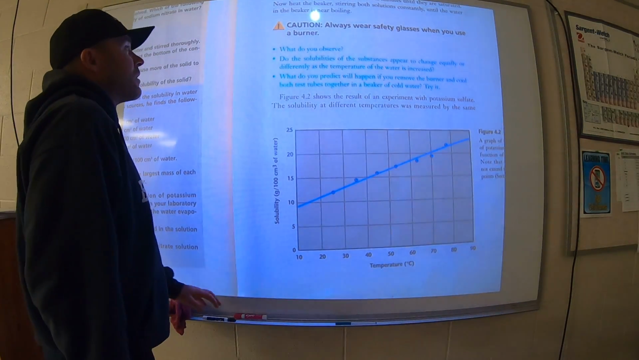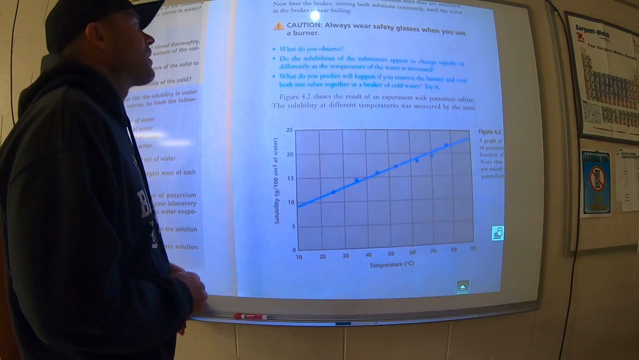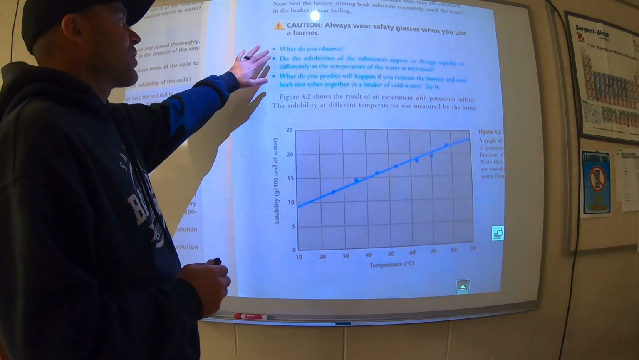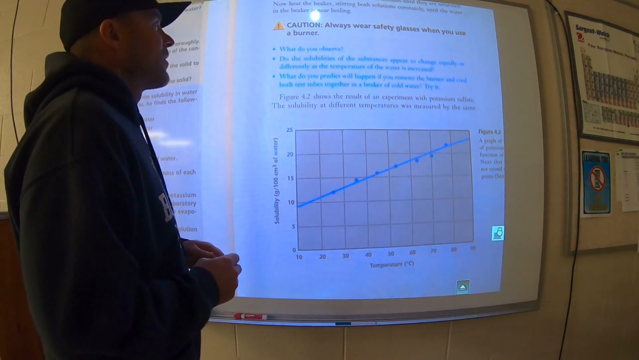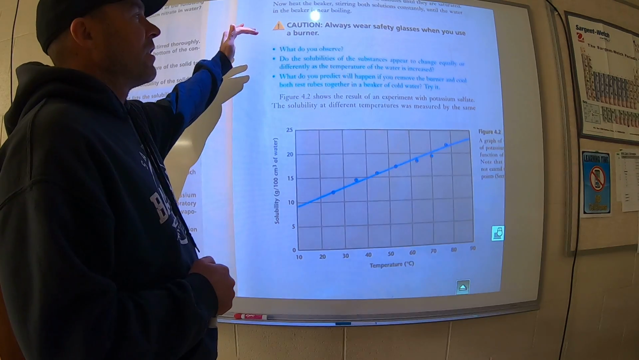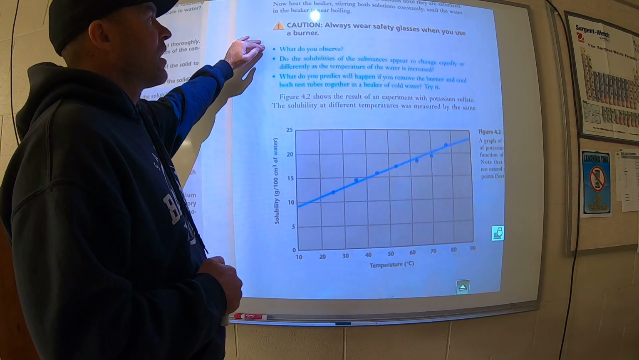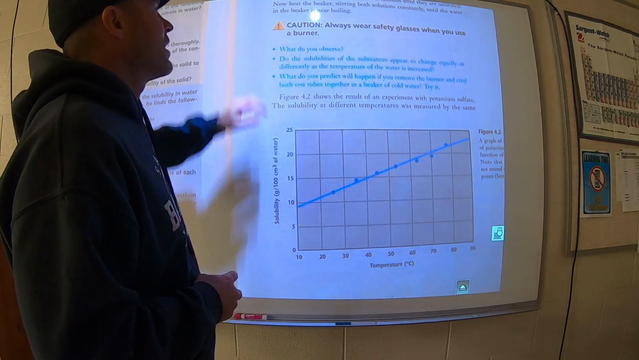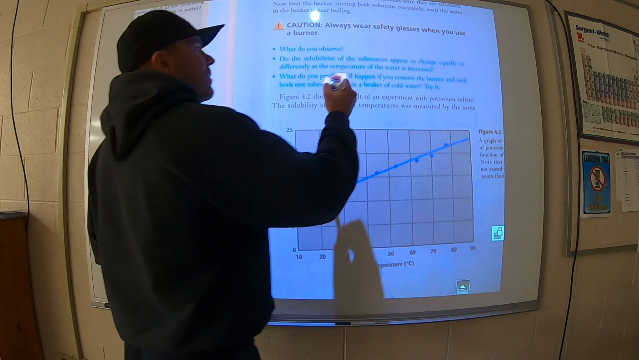Let's talk about the effect of temperature on solubility. Okay, first of all, the three blue questions. Number one, what do you observe? This is after you've put the 5 grams of each solid in 5 cubic centimeters of each liquid and heated it.